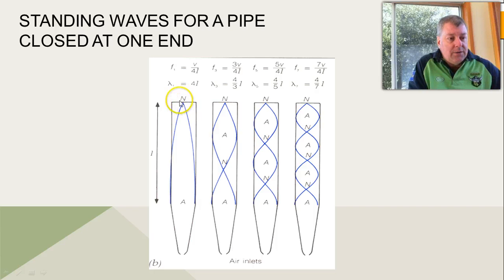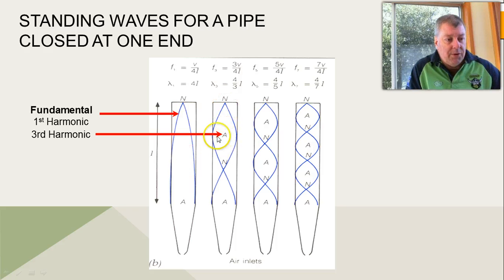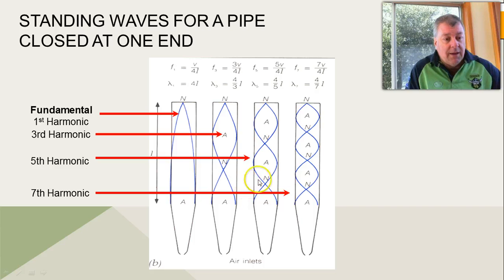Now here we've got it closed at one end, so you must have a node at the closed end, and you must have an antinode at the open end. The consequence of this is, if that's our fundamental or our first harmonic, because we've now introduced a node here, and we've got two antinodes, we would call this the third harmonic. We miss all the even harmonics because they can't form. And so the next one is the fifth harmonic, and then you have the seventh harmonic.